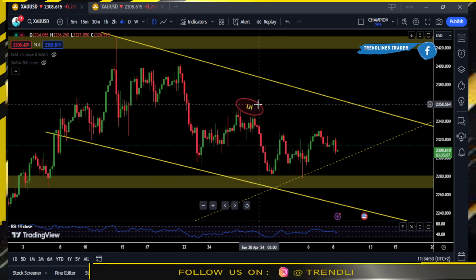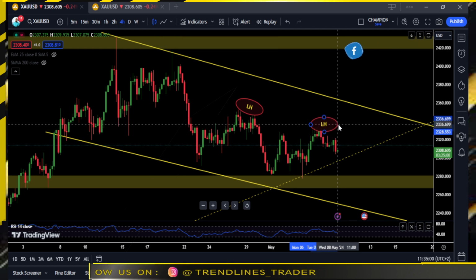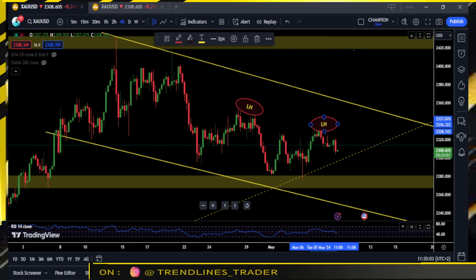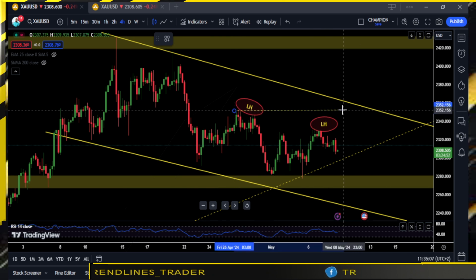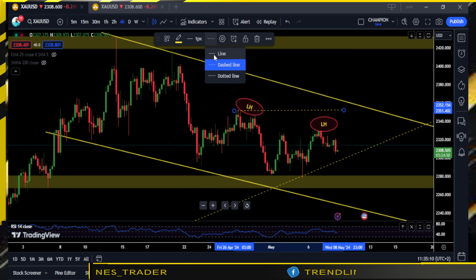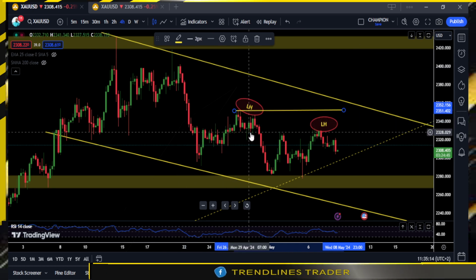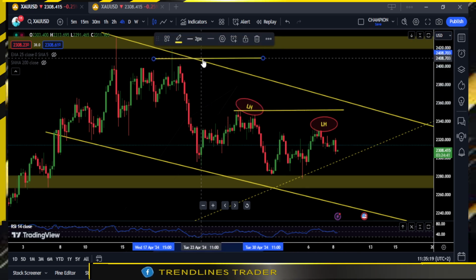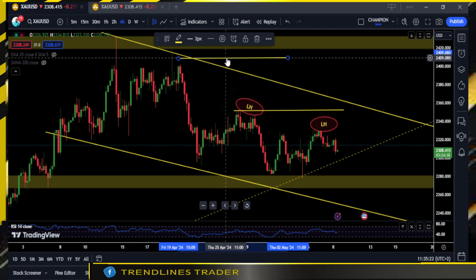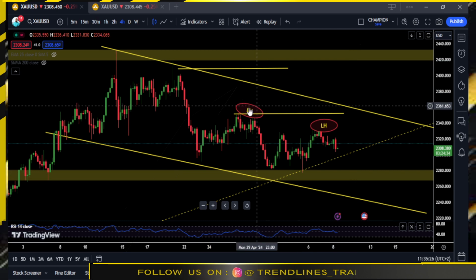Then if I duplicate it, this is our current lower high actually. Why I'm saying that is because the price didn't manage to break this previous lower high. Let me make it 2 pixels so it can be visible. This is our another lower high. This is our price when it was presenting that lower high.